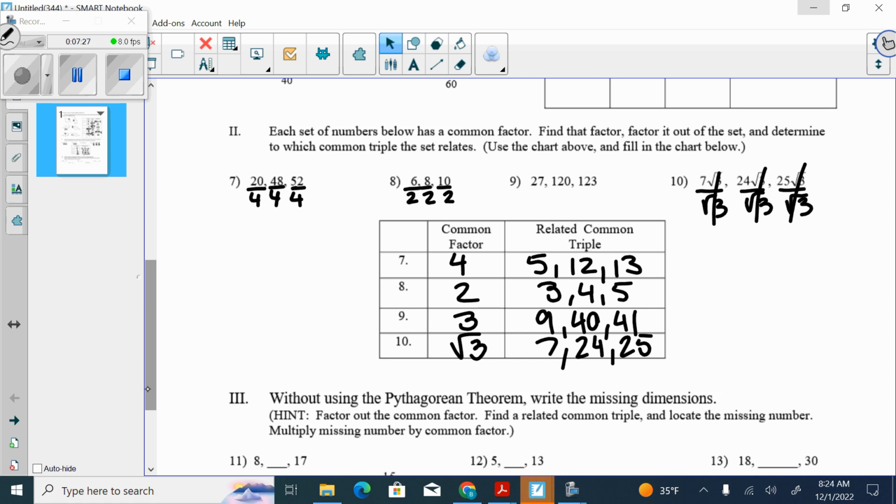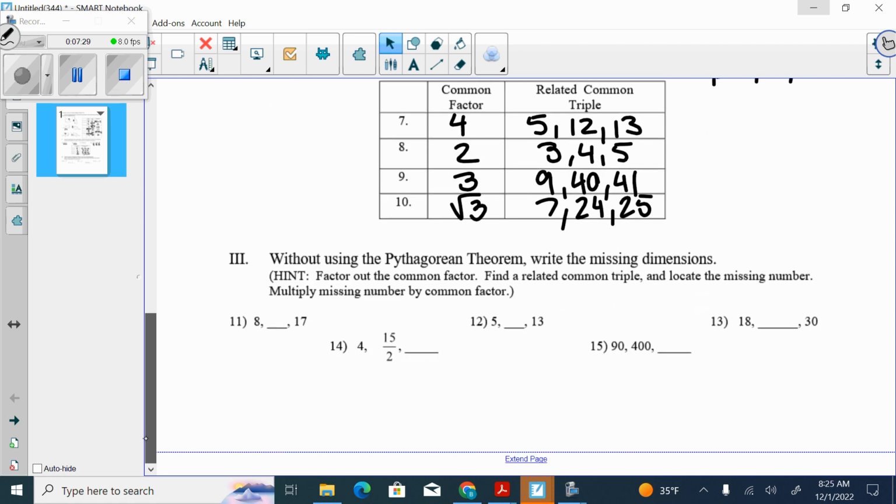All right, so then it says, without using the Pythagorean theorem, you need to write in the missing dimensions. Hint, if you'll factor out that common factor first, it's going to be one from your chart, okay? So, on number 11, what should go in the blank there? Right. And on number 12, what goes in our blank? 17. On number 12?